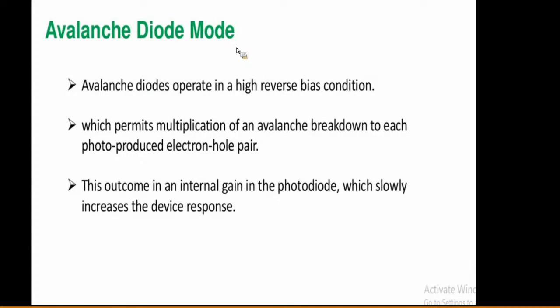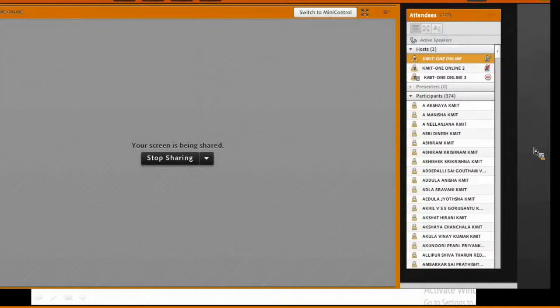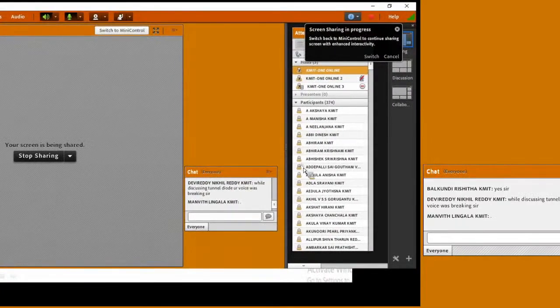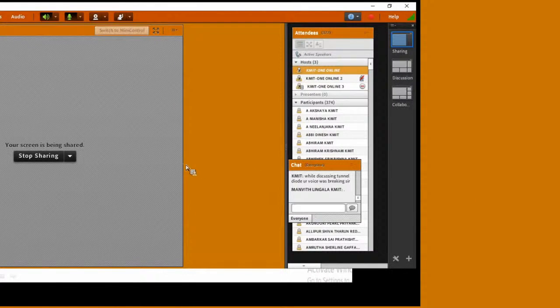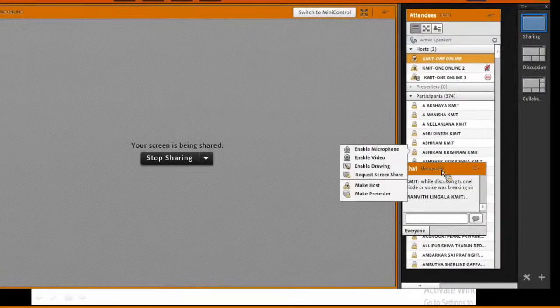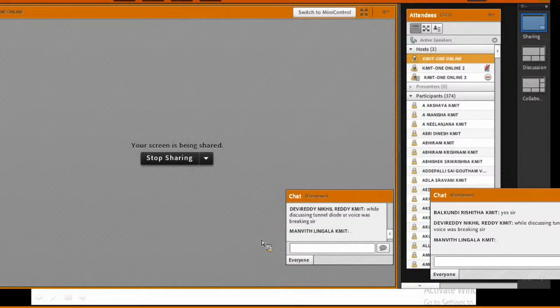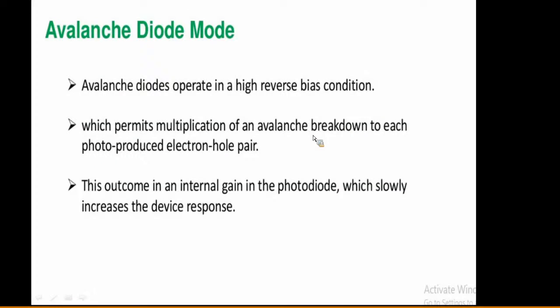What is the third one? Avalanche diode mode. I already discussed it in the last class. What is avalanche effect? Now, the avalanche mechanism as well as the breakdown mechanism I discussed in the last class. Avalanche diodes operate in high reverse bias condition. If you operate at higher reverse voltages, then breakdown occurs. That is what you call avalanche breakdown.